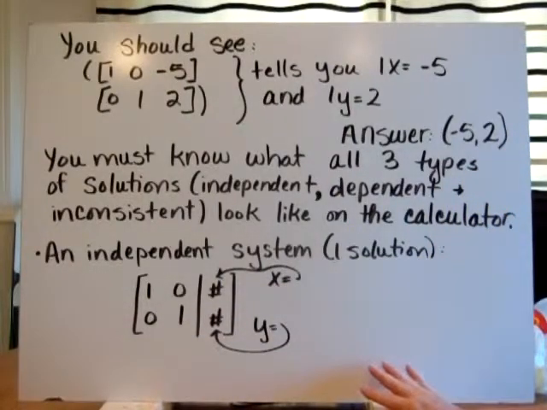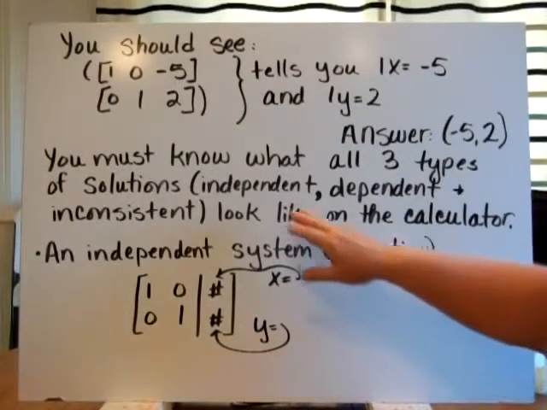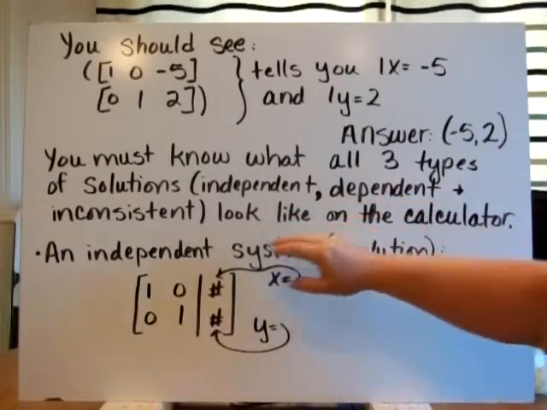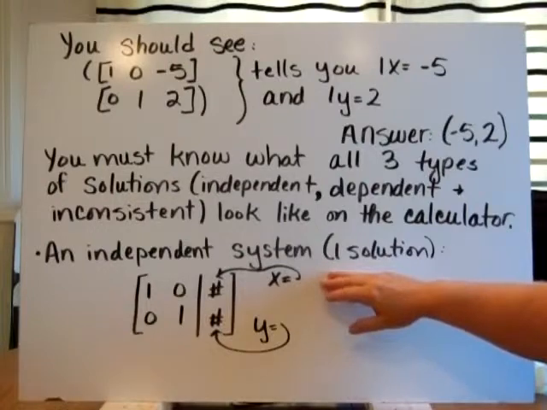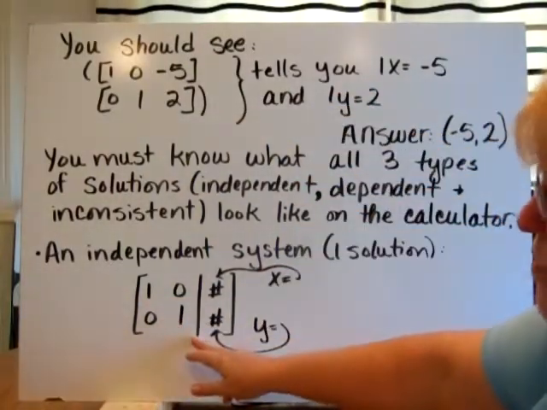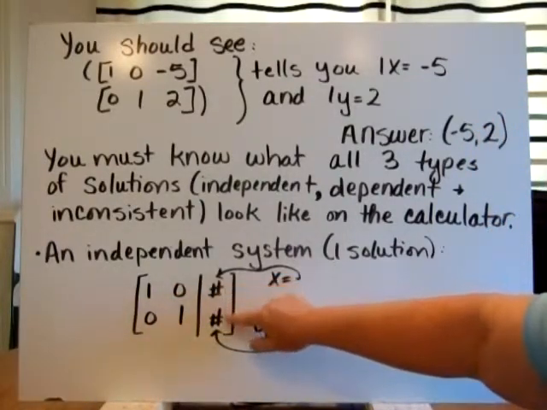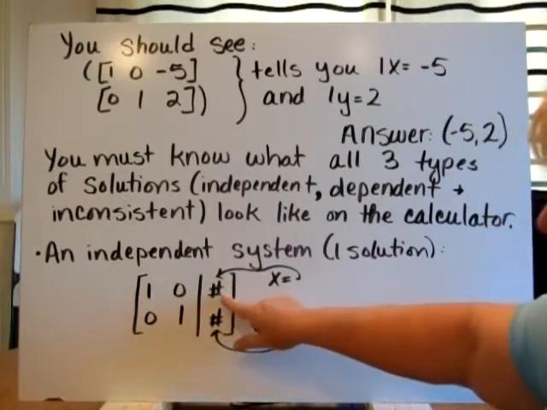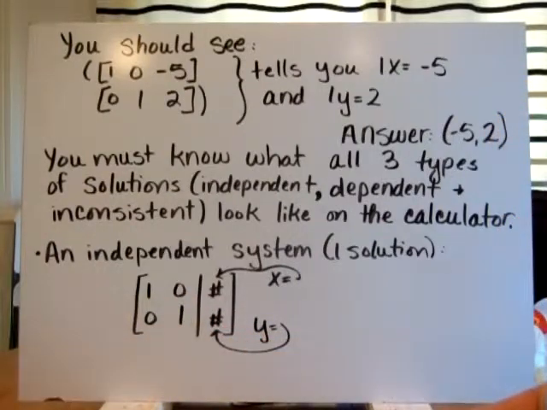In order to use the calculator to solve systems, you're going to have to know what every type of system would look like: the independent, where you have one solution; dependent, where you have infinite solutions; or inconsistent, where you have no solutions. An independent system, like the one we just did, is always going to have this diagonal row of 1s, and then everything else will be zeros. And then your answers will be here. So if this is in your x place, it tells you x is this number. And if this was your y column, then y would be that number.